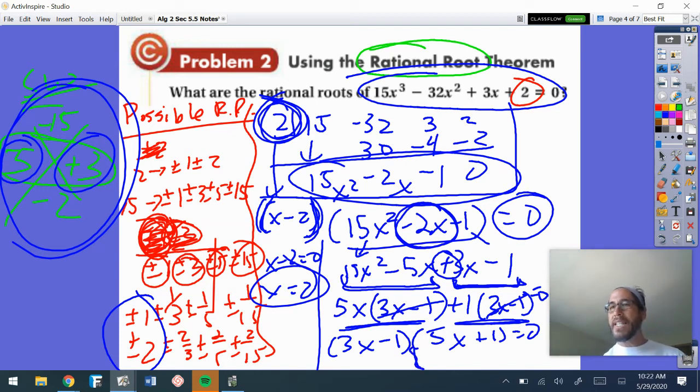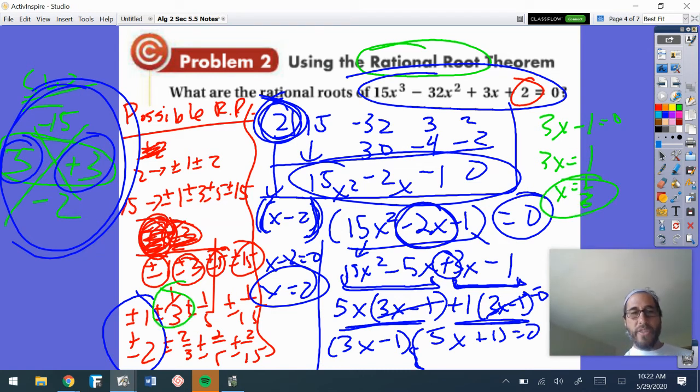Let's go to greens again. I'm going to come over here. So you get 3x minus 1 equals 0. You're going to add a 1 on both sides. Divide by that. I get 1/3. Oh, 1/3. How about that? It was not only a possibility, it was legit.